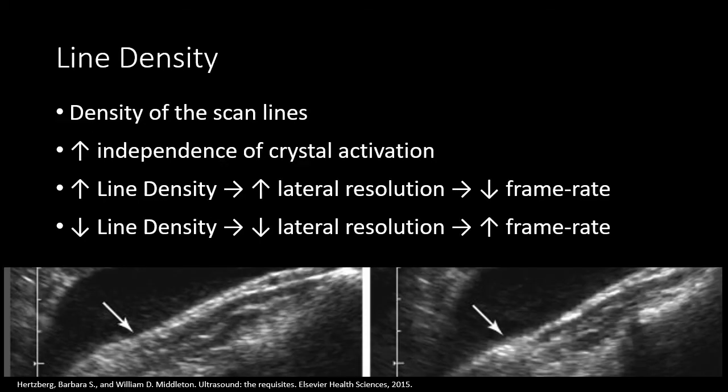Line density is often something that we do not have a lot of user control over, but it is determined by how independent each crystal is functioning. If you need to remember basic things about line density, it's that if you increase your line density, you will increase that lateral resolution, but you decrease your frame rate. So you're improving your resolution at the penalty of frame rate. If you need to increase your frame rate, then you may sacrifice some lateral resolution. So decreasing the line density will decrease your resolution and improve your frame rate.